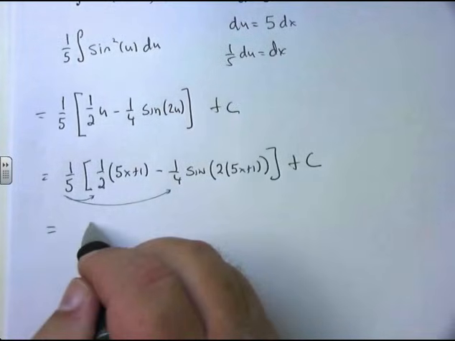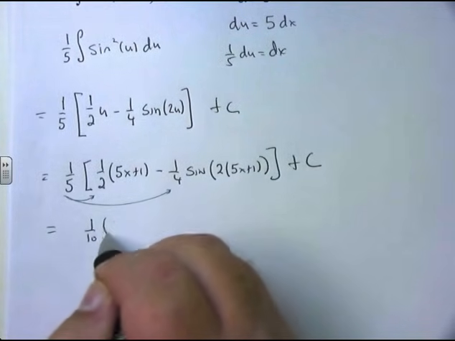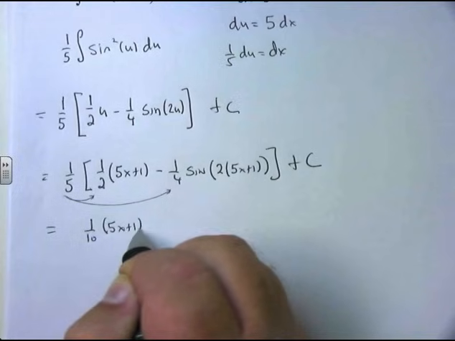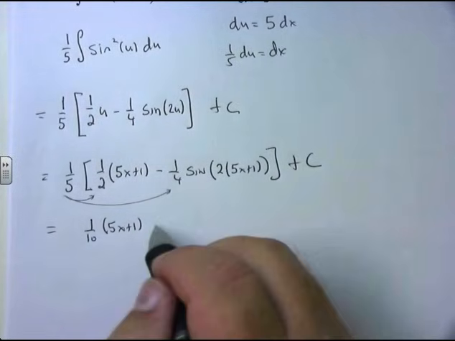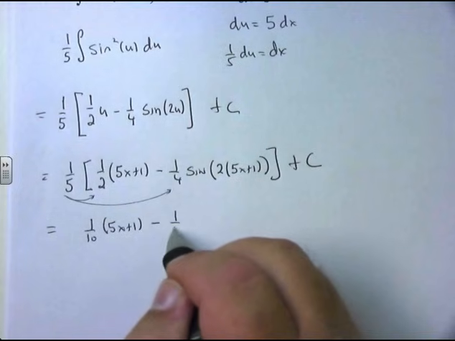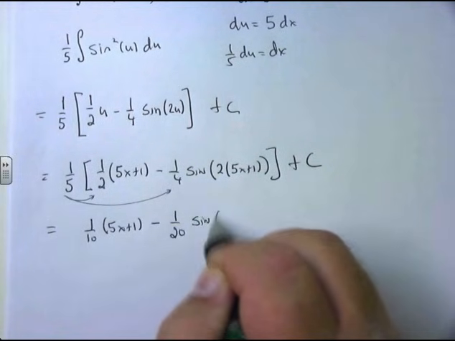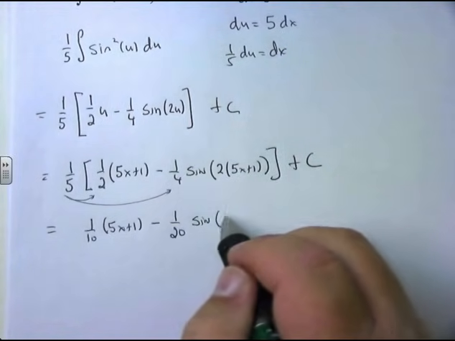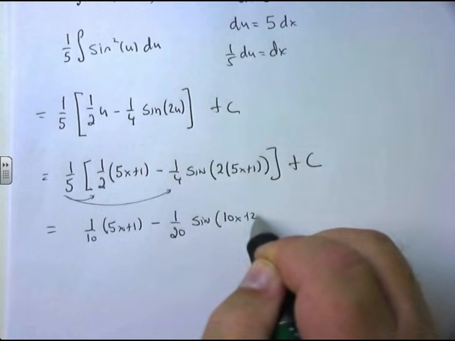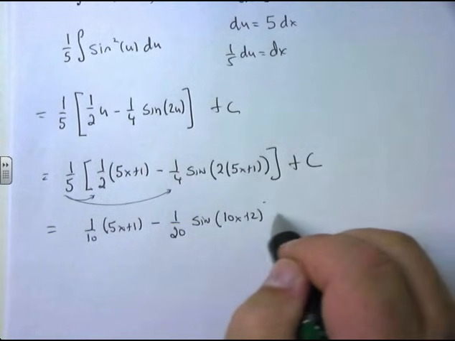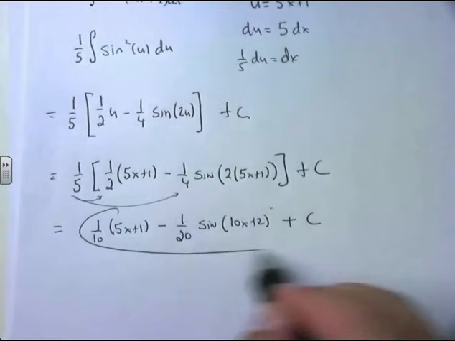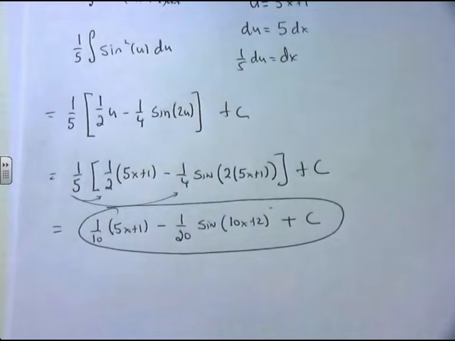So this would be 1/10 times 5x plus 1. I guess you could distribute the 10 some more if you wanted to. Minus 1/20 times the sine of, and I could distribute this. This will be 10x plus 2 just to make it look good, plus c. And there is my solution.